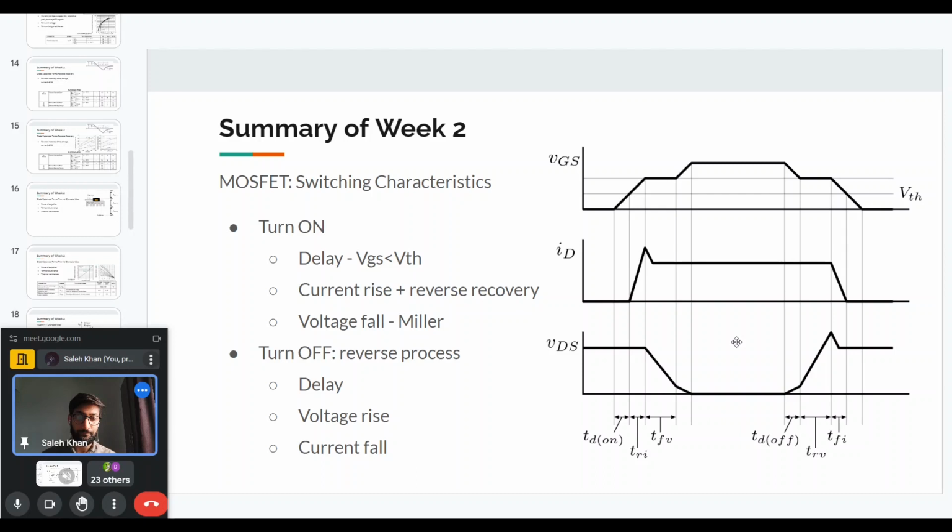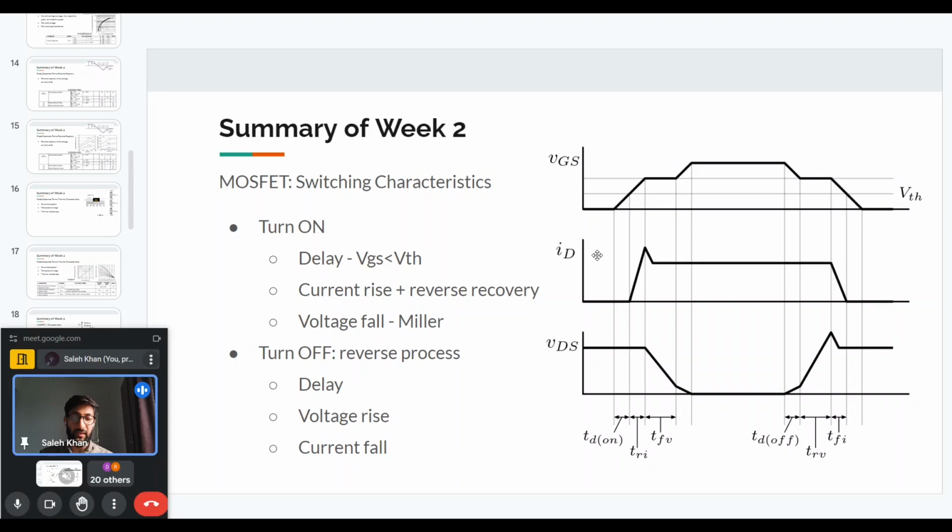So here we have different timings that will be given in the data sheet. First, from when the gate source voltage starts rising to when it reaches the threshold voltage, there is a delay. In this time, there is no change in the current. That is why it is called the delay time during the on process. It is given as TD on in the data sheet.